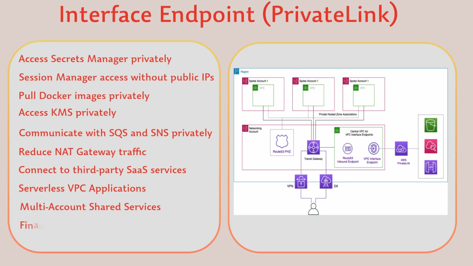Financial institutions and healthcare. They have strict regulations that prohibit internet traffic. From private EC2 to the interface endpoint, and from the interface endpoint it can go to the AWS services, which meets compliance requirements and reduces attack surface.